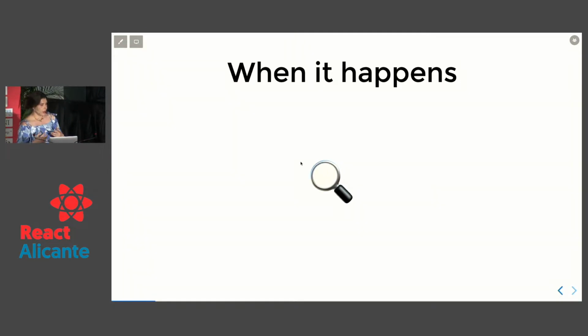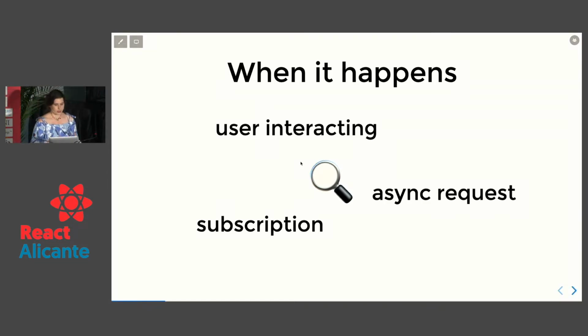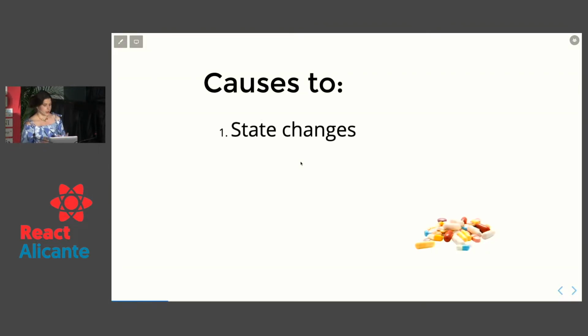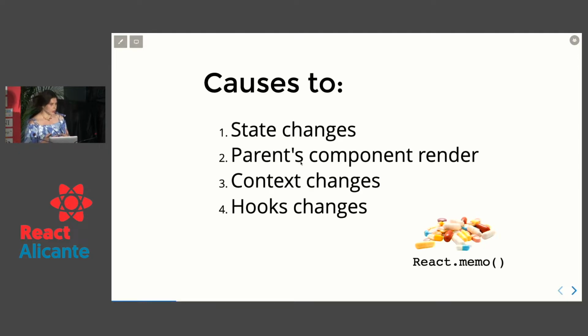But luckily, I hope that it will arrive as soon as possible. So, as we know, when we start to interact with React, and we want to make some interactions, a subscription model, or an async request, it starts to rerun the component. It happens due to state changes, parent component renders, context changes, and hooks changes. And also we start thinking about React memo, and in this talk I will treat React memo as a friend of useCallback and useMemo.